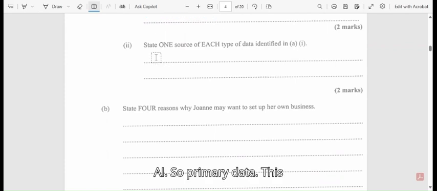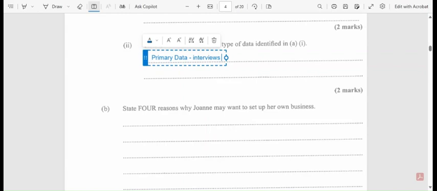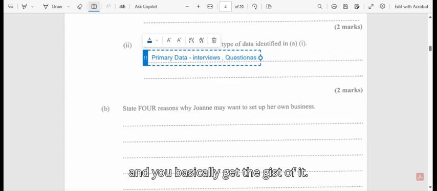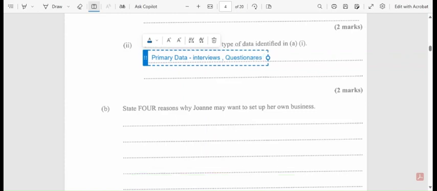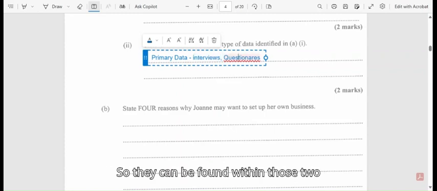AI. So primary data, this is very simple. Data that could be found in news, it could be found in interviews, questionnaires, and you basically get the gist of it. Primary data can be found in interviews and questionnaires, so they can be found within those two categories.